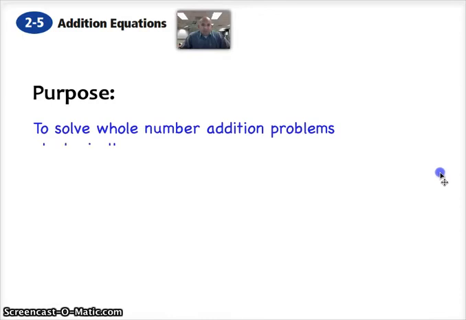Let's go ahead and go to the purpose. Today's purpose is to solve whole number addition problems algebraically. What you'll find as we do this lesson is that the problems are pretty easy to solve, yet I'm not interested in so much the solution as I am the process. So we're going to be solving these problems algebraically, and that's the key.